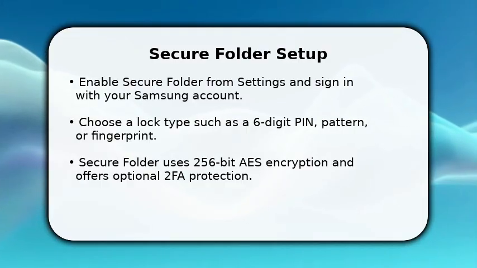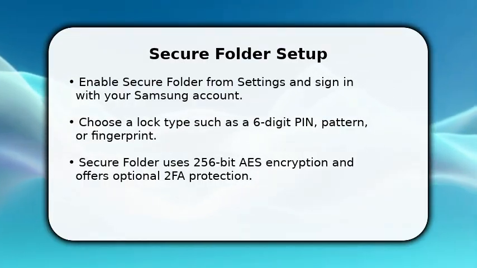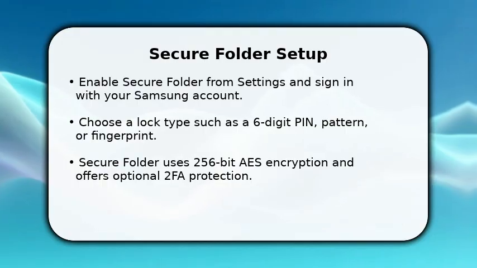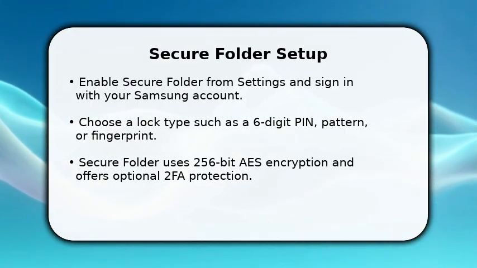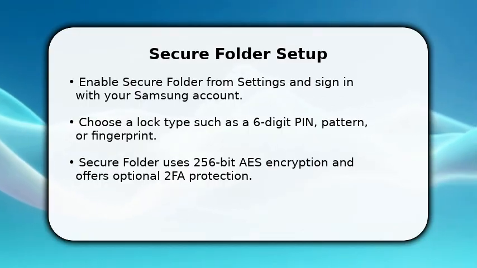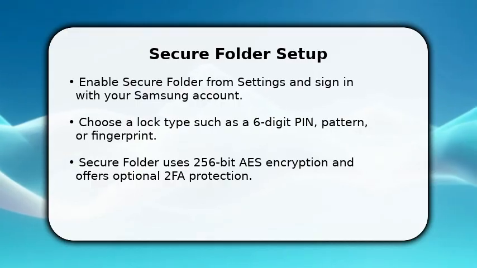Open Settings and locate Secure Folder to begin setup. Sign in with your Samsung account to link device protections and enable cloud backup. Choose a lock type, such as a 6-digit PIN, pattern, or fingerprint for fast access. You can also enable two-factor authentication for stronger sign-ins.